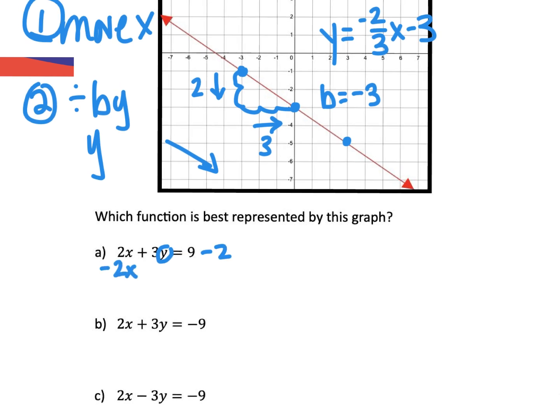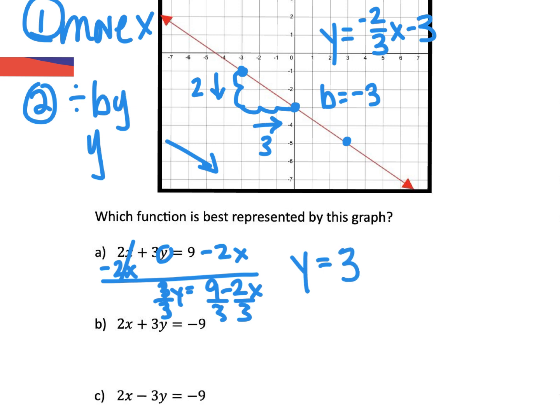We cannot put the 9 and the 2x together because one has an x and one doesn't. So 3y equals 9 minus 2x. To get my y by itself, I'm going to divide everything by 3. 3 divided by 3 is 1y. 9 divided by 3 is 3. And a negative 2 divided by 3 does not simplify.